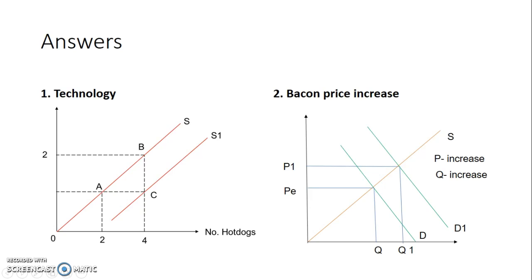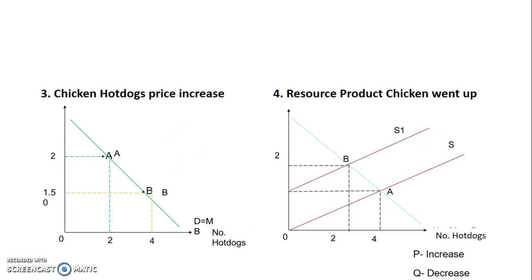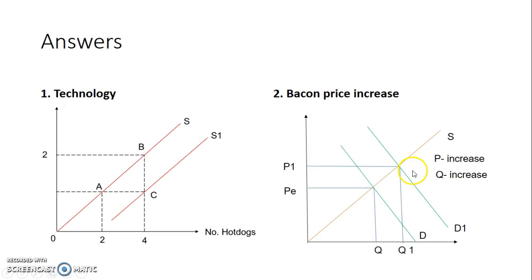If the price of bacon increases, then the demand for hot dogs will increase, and the curve would shift to the right, as bacon, being a substitute for hot dogs, will now be on demand, will now make hot dogs be on demand, shifting the curve to the right.